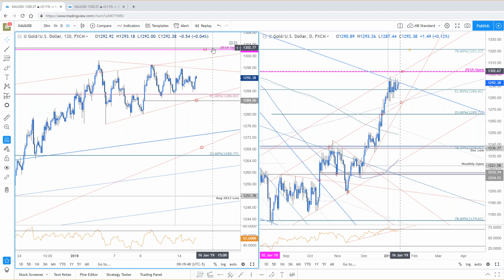If we're going to fail at 1302, I want to see classic exhaustion. I want to see divergence. I want to see very little tolerance up there. I don't want to see price stick to that region. I want to see rejection. Does that make sense, Pete? He says, great, thanks, right on. Good question. And yeah, that's basically how I would be looking to attack it if we do get up there.